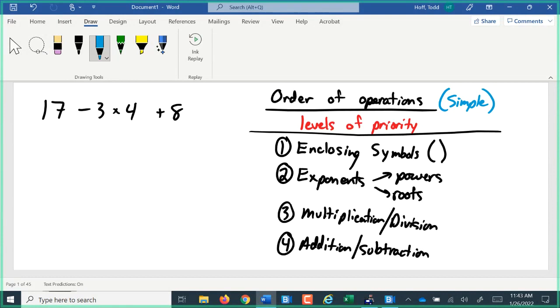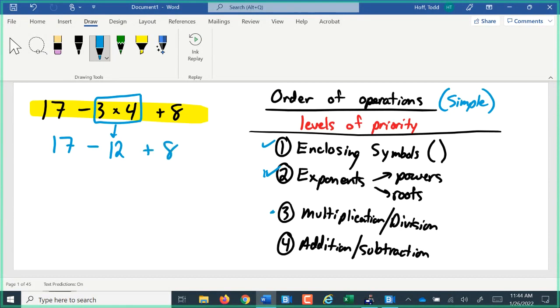So then coming back over to this example, applying these rules, there are no enclosing symbols, so you can forget about that. There's no exponents, no powers or roots, so we're good there. There is multiplication and division. So what I do is I go into the problem, and I'm going to put a box around the first multiplication. There's only one in this problem, so that's the one I'm putting the box around. Then I do that calculation. 3 times 4 is 12. I replace the 3 times 4 with the 12. Everything that is outside of that box gets rewritten exactly the way it was.